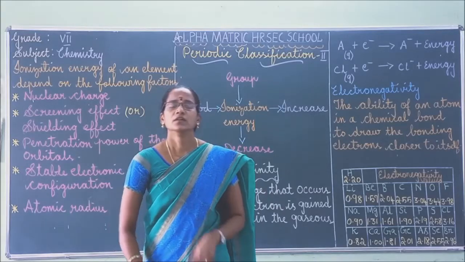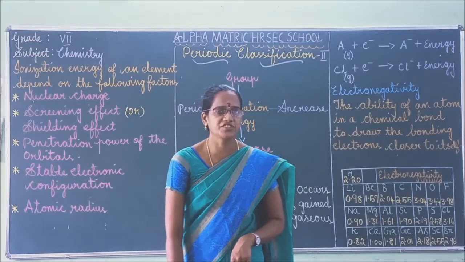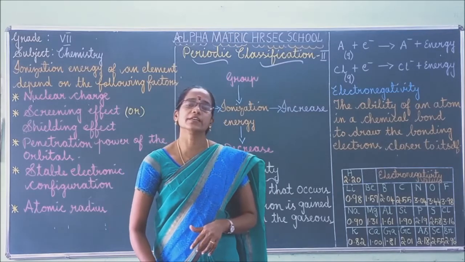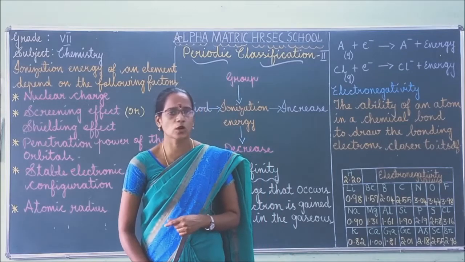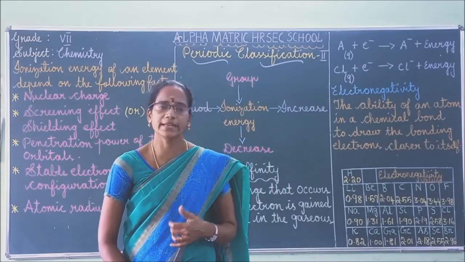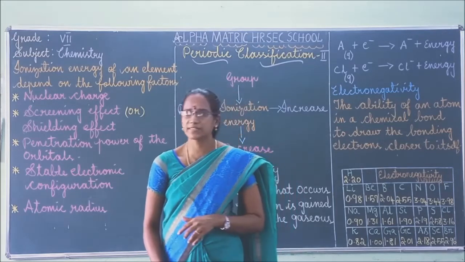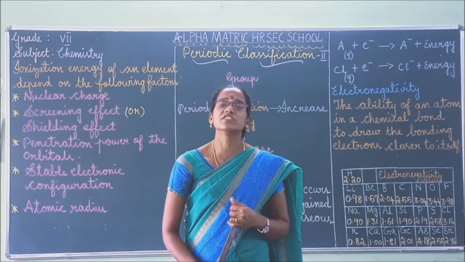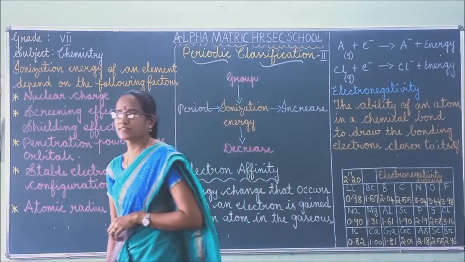Good morning, children. In the previous class, we discussed atomic radius and ionization energy, isn't it? Ionization energy is the minimum energy required to remove a gaseous electron from an atom in its ground state. This ionization energy is otherwise called ionization enthalpy, and it is measured in kilojoules per mole, isn't it? Right. Today we are going to see some factors which affect the ionization energy of an element. What are the factors? Let us see now.